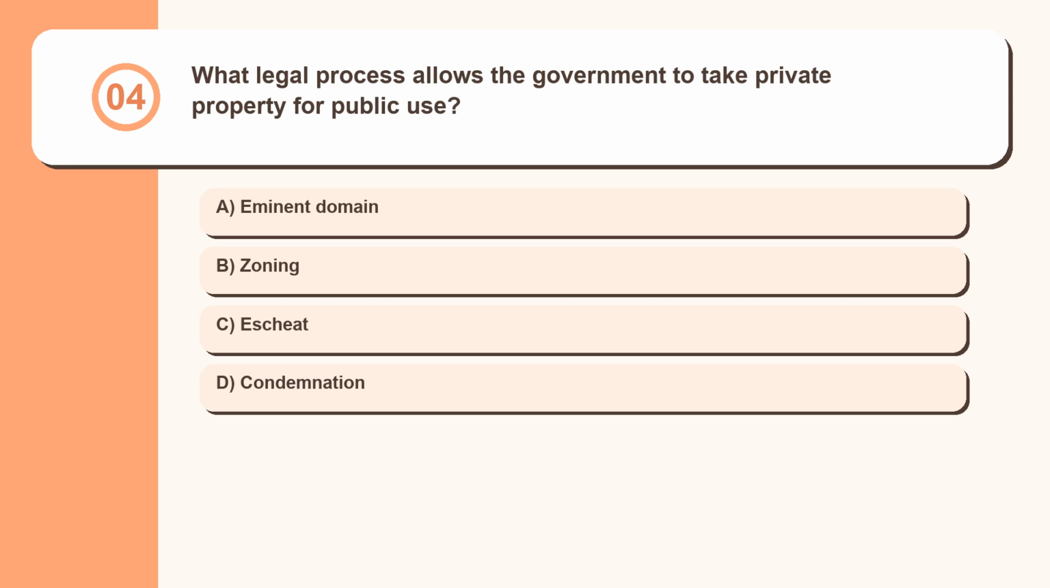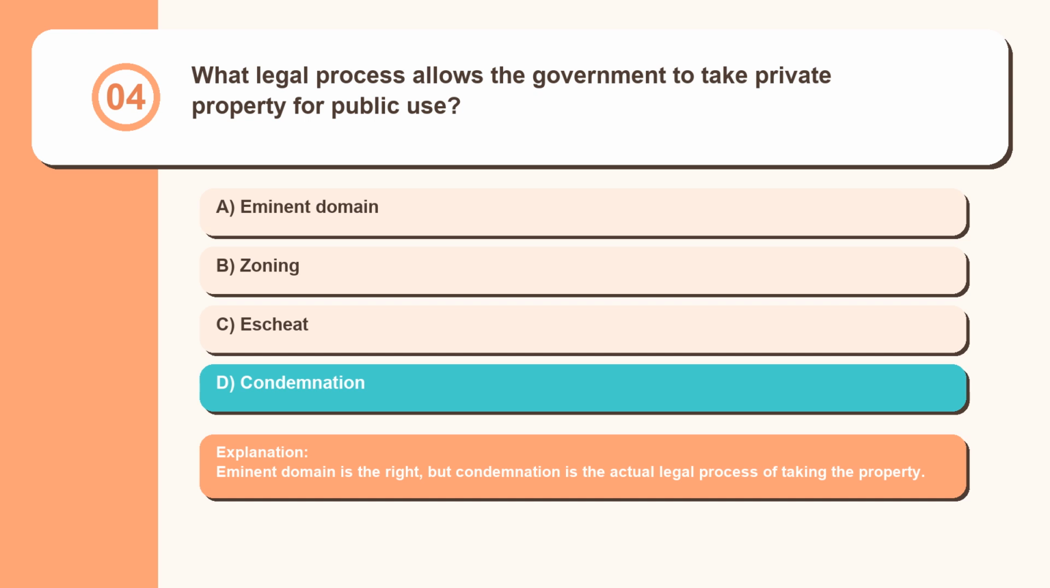Question 4. What legal process allows the government to take private property for public use? Eminent domain, zoning, escheat, condemnation. Eminent domain is the right, but condemnation is the actual legal process of taking the property.